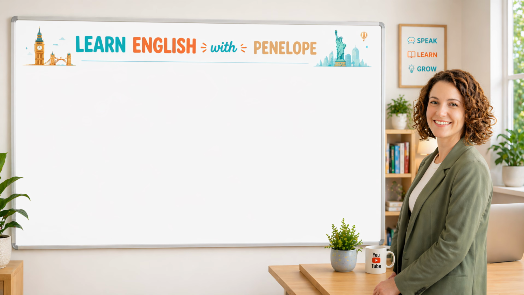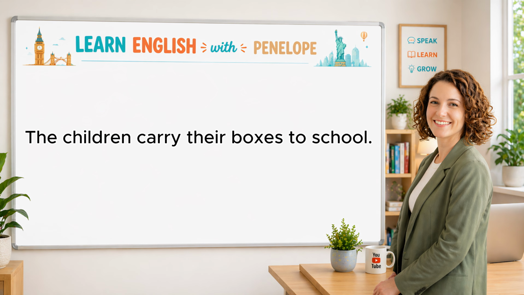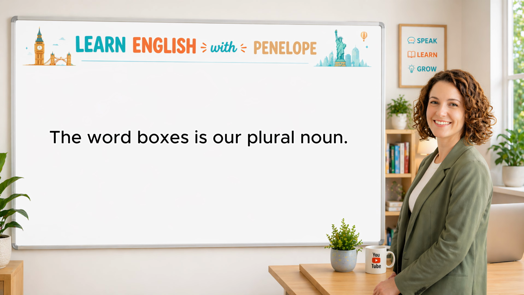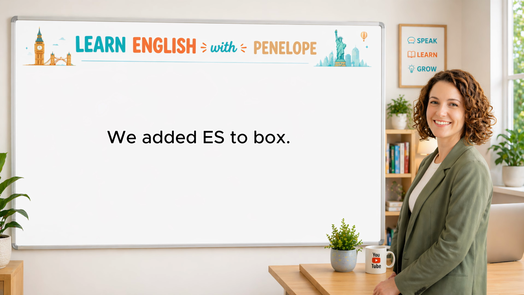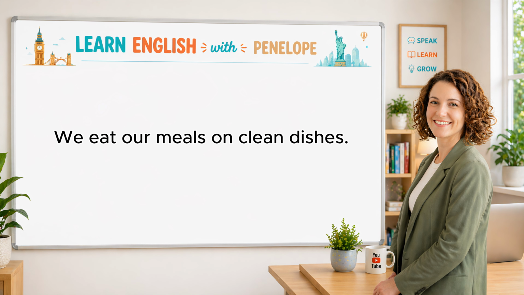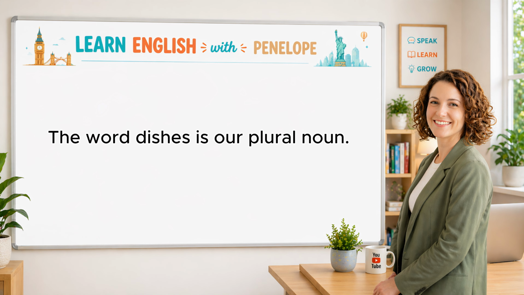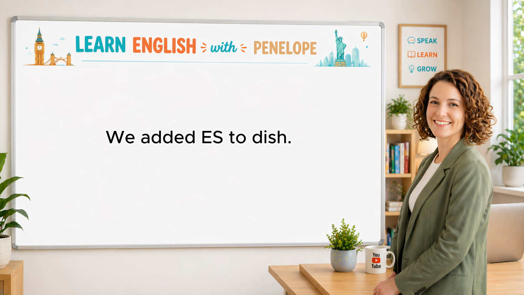Sentence 3, the children carry their boxes to school. The word boxes is our plural noun. We added es to box. Sentence 4, we eat our meals on clean dishes. The word dishes is our plural noun. We added es to dish.